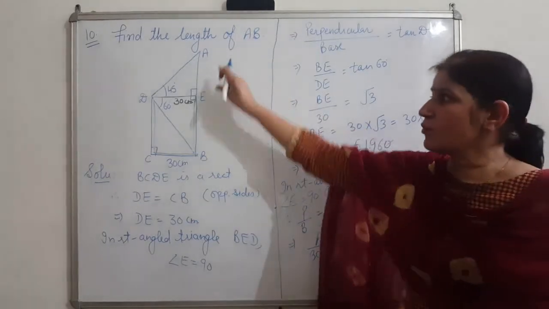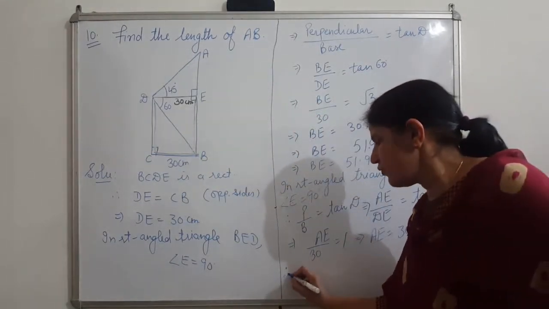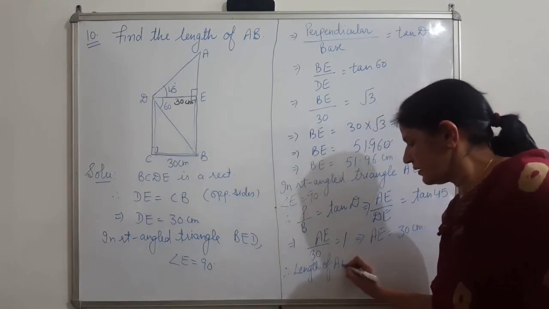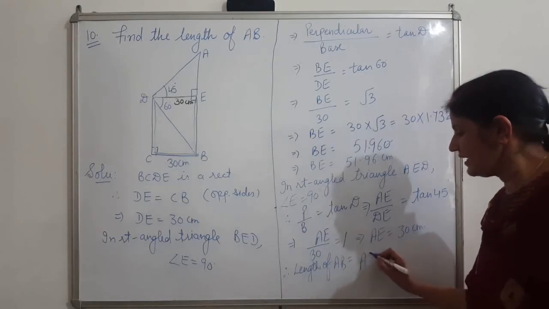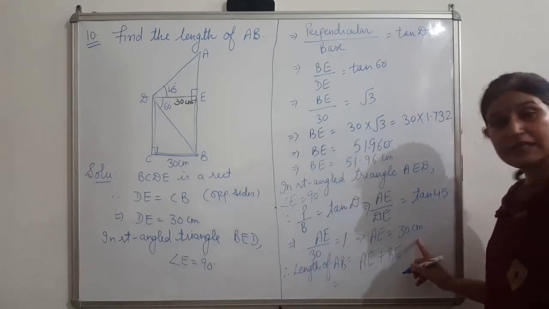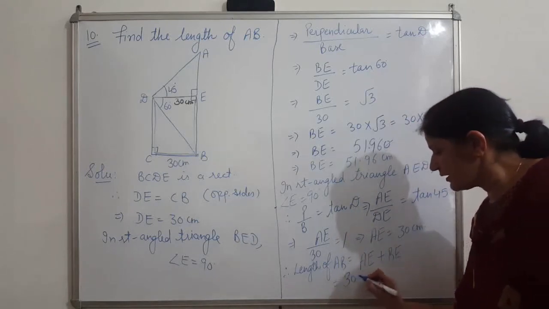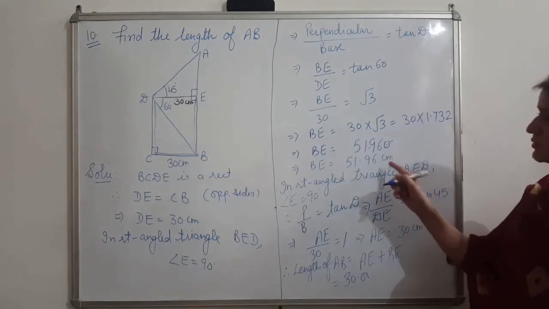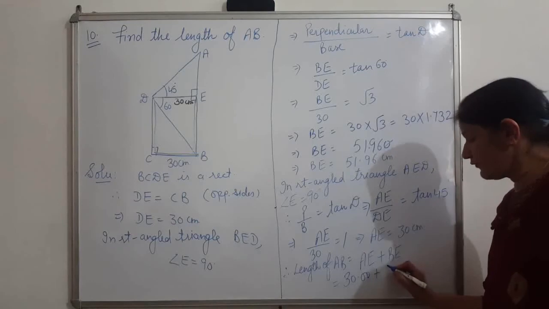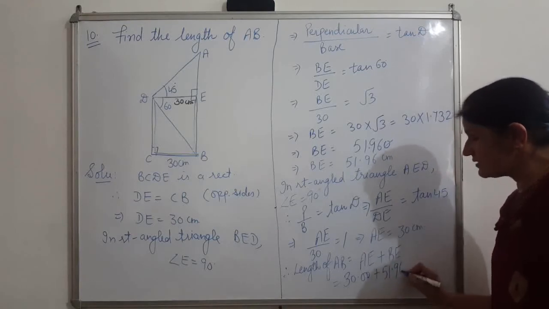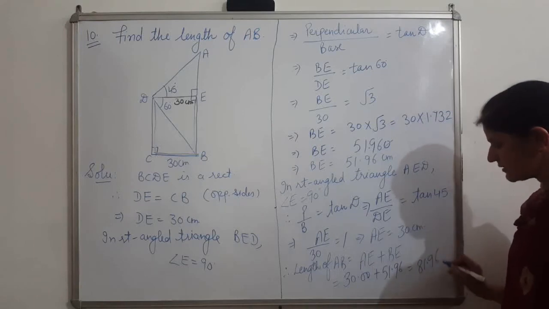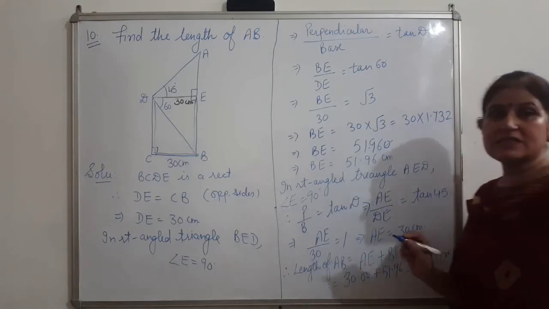So we have calculated both the parts. Therefore, length of AB equals AE plus BE. Now what is AE? 30 centimeter. So we write here 30. We'll take 2 decimal place because we are adding here decimal number. Plus 51.96. If you add, what you will get? 81.96 centimeter. And this is the answer.